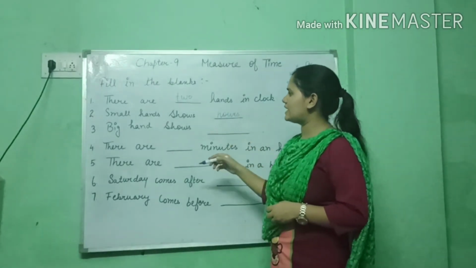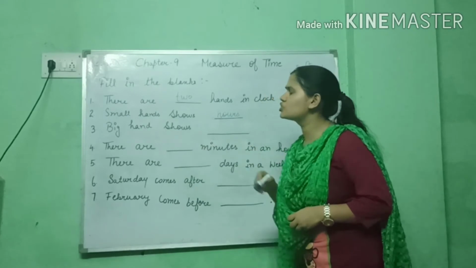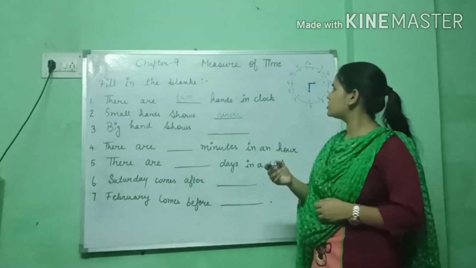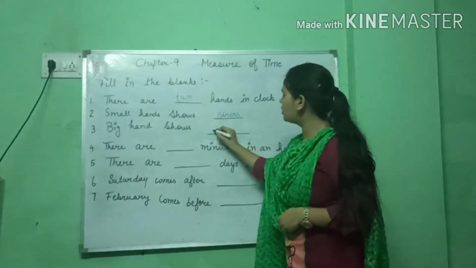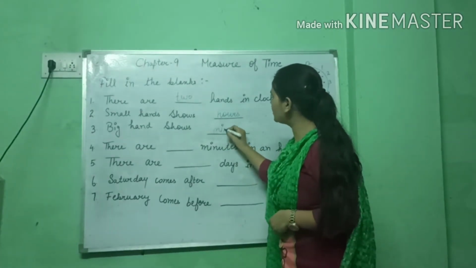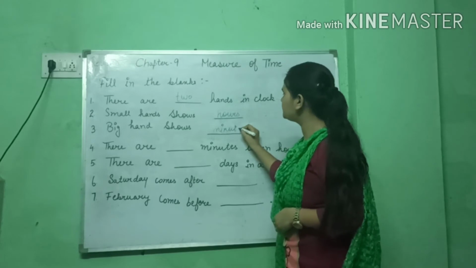So let's take one more thing. Big hand shows dash. Which thing is shown by the big hand? Minutes. So here we complete the sentence with minutes.